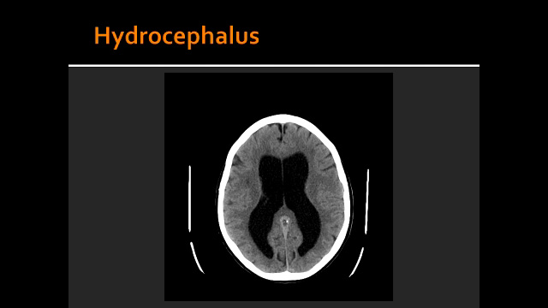Define papilledema. Papilledema is the swelling of the optic disc, and optic disc is the area where the optic nerve enters the eyeball, and this is usually associated with increase in intraocular pressure.